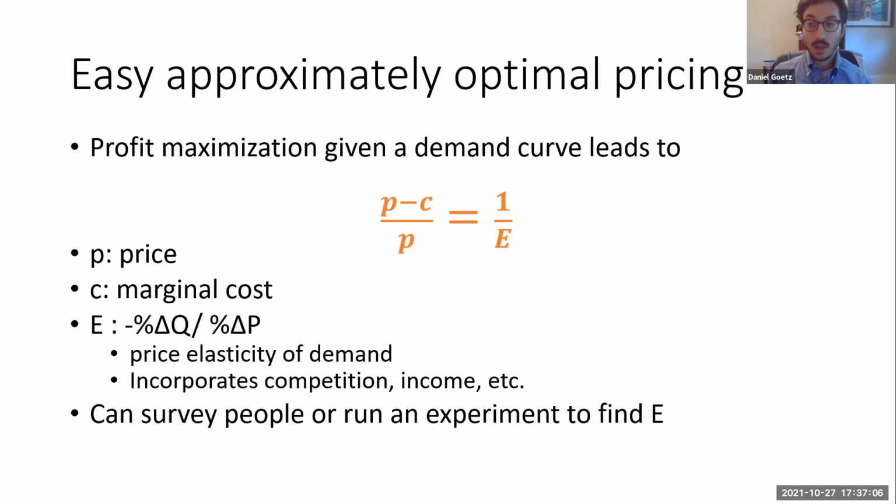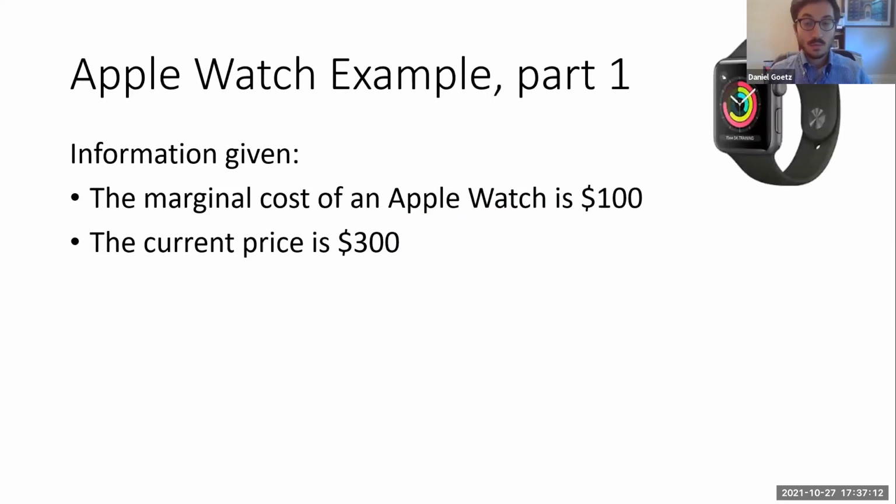So let's take a look at an example of applying this formula. We have the Apple Watch, and suppose we know that the marginal cost to make this watch is $100. So C is equal to 100. And we know that Apple is currently charging, say, $300 for the watch.